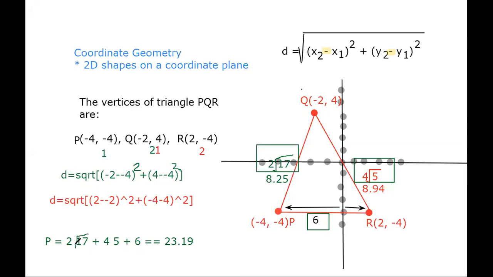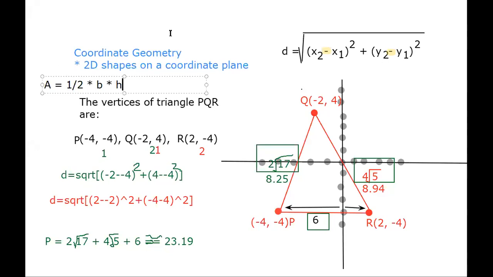Sometimes our roots don't combine, and that's okay. Or it estimated 23.19, and that's just one long equal sign right there. Okay? That's the perimeter. Now let's figure out the area. You remember the area of a triangle, the formula for area is 1/2 times the base times the height.